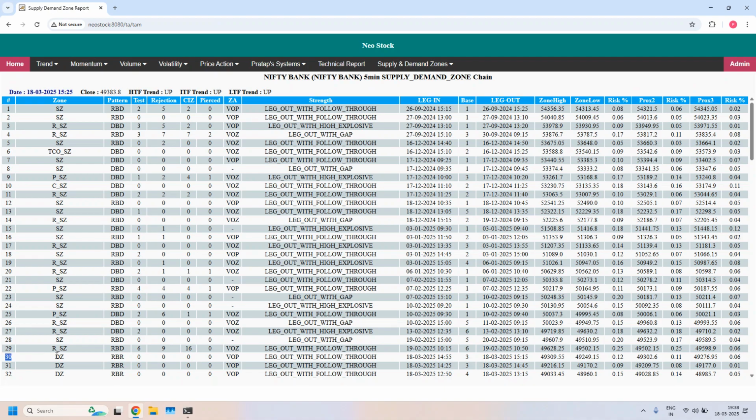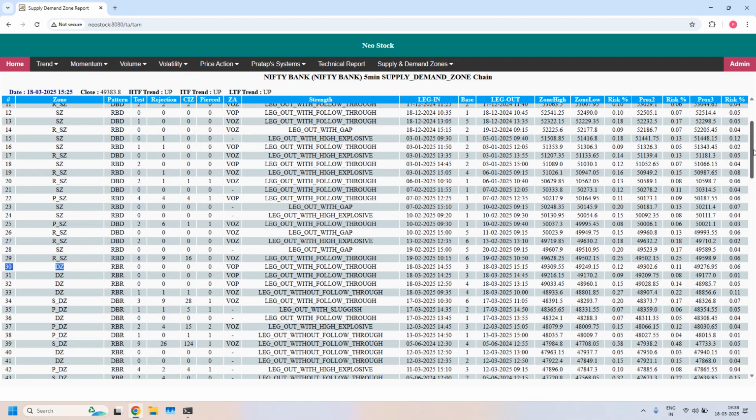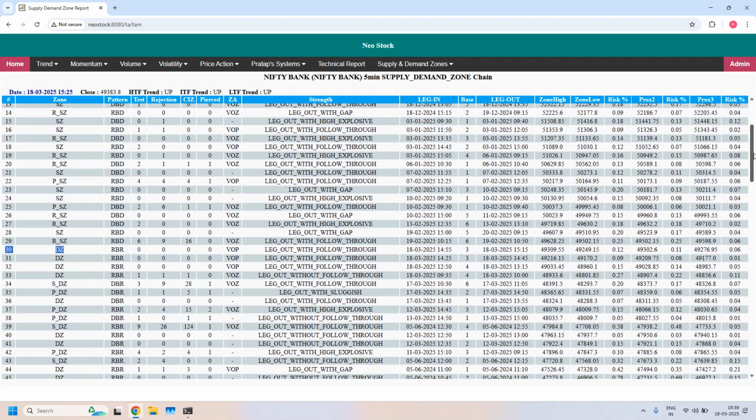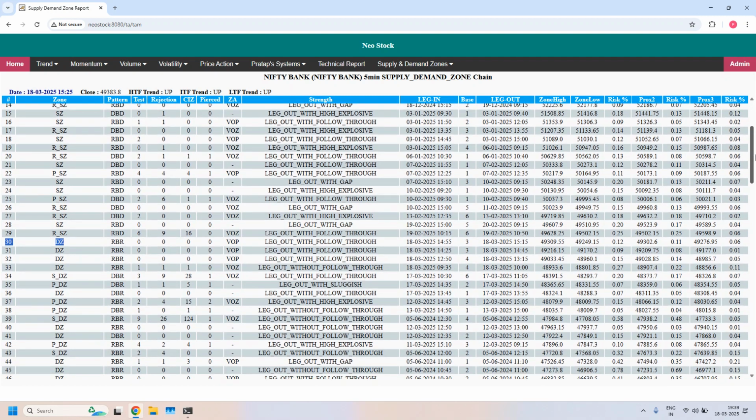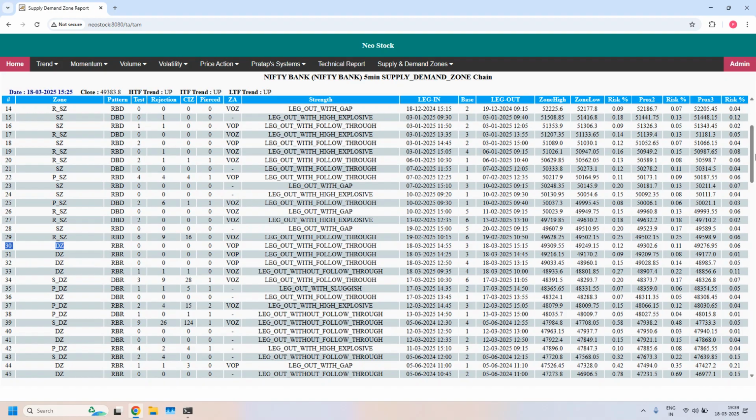Number 30 is the nearest demand zone to the current closing price, and 29 is the nearest supply zone to the closing price in Bank Nifty. So let me put them in the center. Okay. So this is a 5 minutes Bank Nifty supply demand zone chain. So with this we have completed Bank Nifty also. So that means we have completed both Nifty and Bank Nifty supply demand zone chain reports.